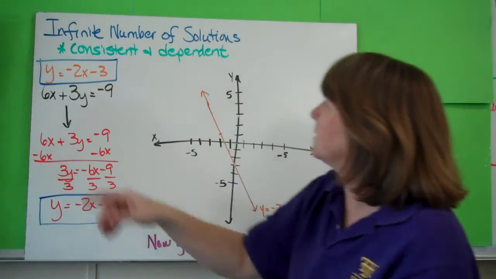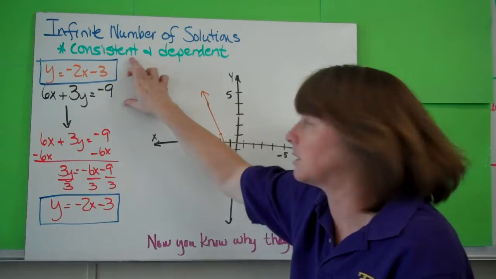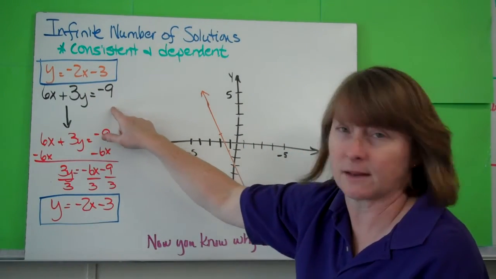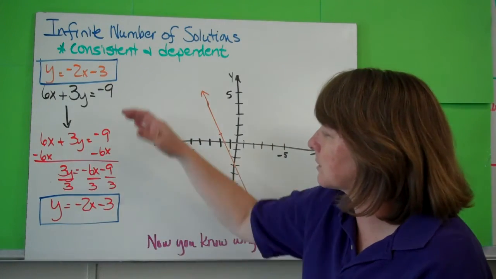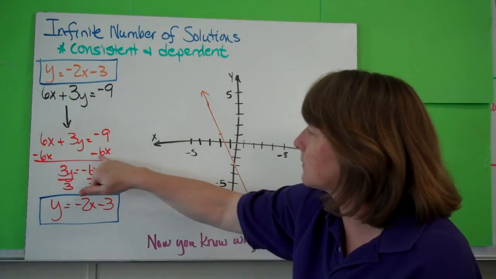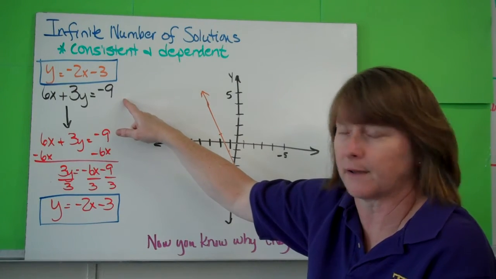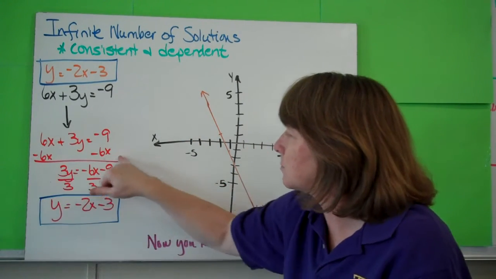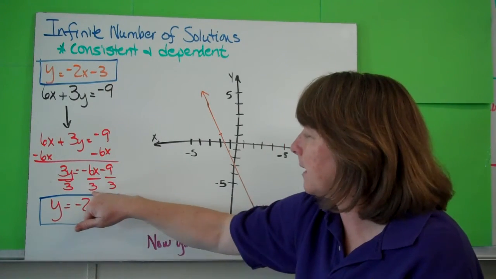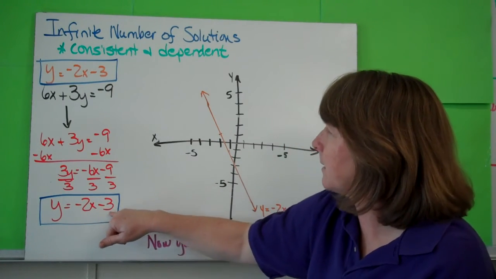Another one is the infinite number of solutions. It's consistent, dependent. So we have two equations here: y equals negative 2x minus 3 and 6x plus 3y equals negative 9. The first thing you need to do is convert both of these into y-intercept form. So we subtract 6x from both sides because this one is in standard form. If you need to go back and review this, we do have videos on this. So we subtract 6x and we get 3y equals negative 6x minus 9. Divide by 3, each term has to be divided by 3, and we get y equals negative 2x minus 3.